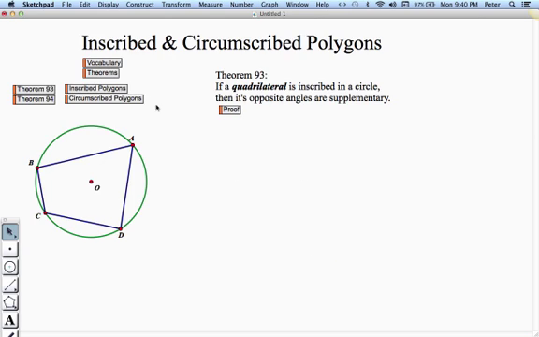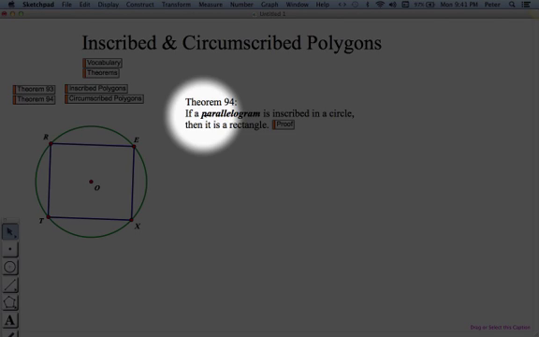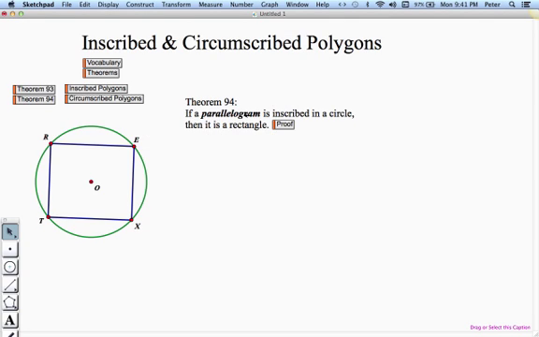Okay, now there's one other theorem, that's Theorem 94. Let's take a quick look at that one. Theorem 94 is really similar, but you'll notice now I've italicized and bold-faced the word parallelogram, because this is more specific than Theorem 93. It can't just be any kind of a quadrilateral. For Theorem 94 to apply, it has to be a parallelogram. And the theorem says that if a parallelogram is inscribed in a circle, then it's got to be a rectangle.